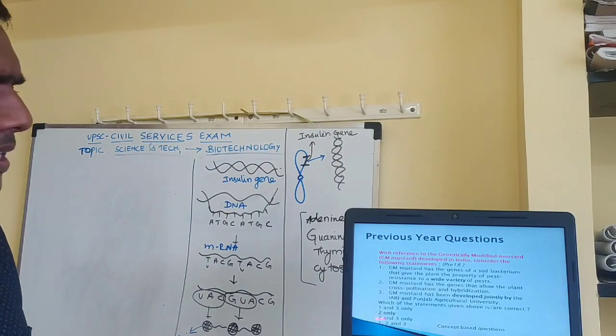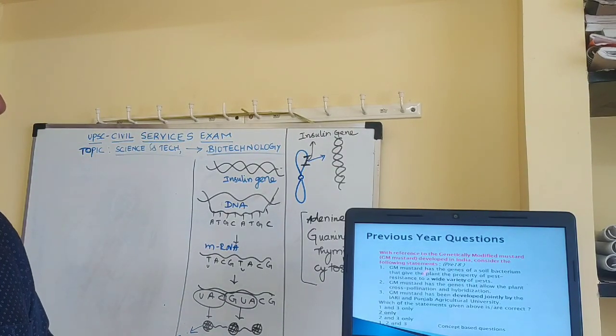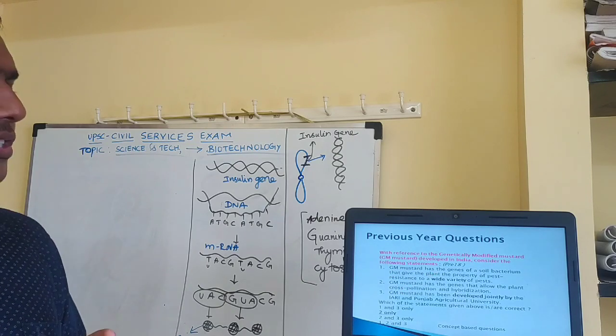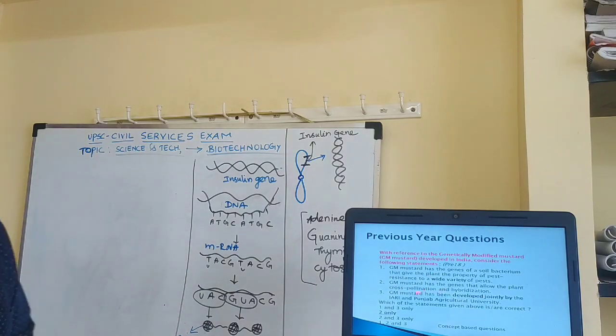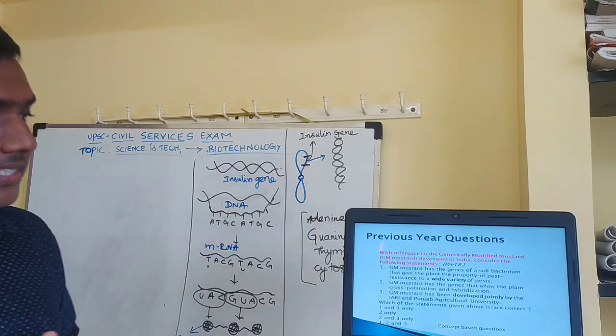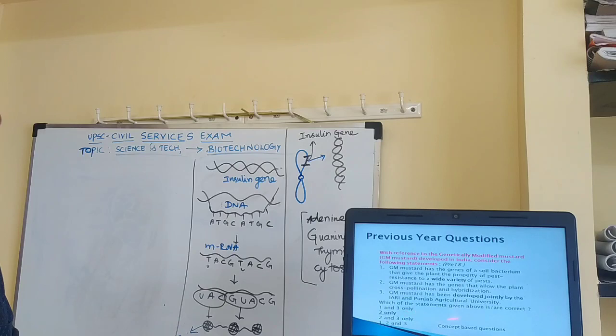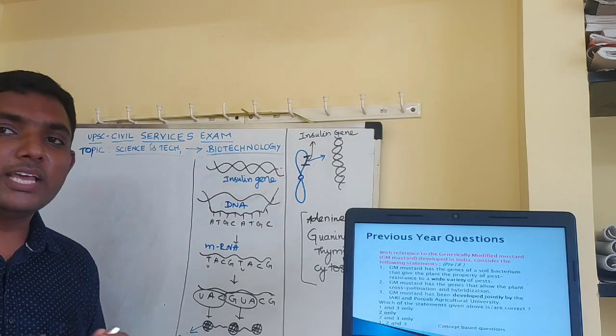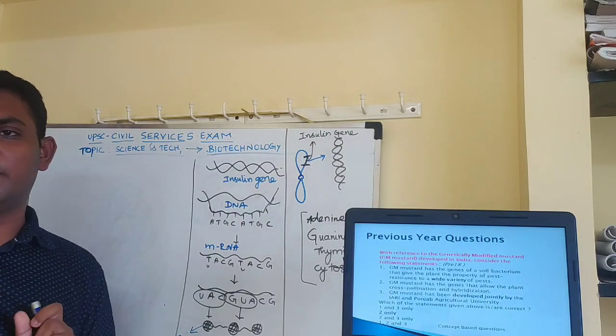Then this question was asked in prelims 2018. Here they have asked about GM mustard. They are asking whether it is against a broad variety of pests or against a narrow range. And they are also asking which institute has developed it. GM mustard is developed by Indian Agriculture Research Institute and Punjab Agriculture University. So they are also asking which institute is developing it.